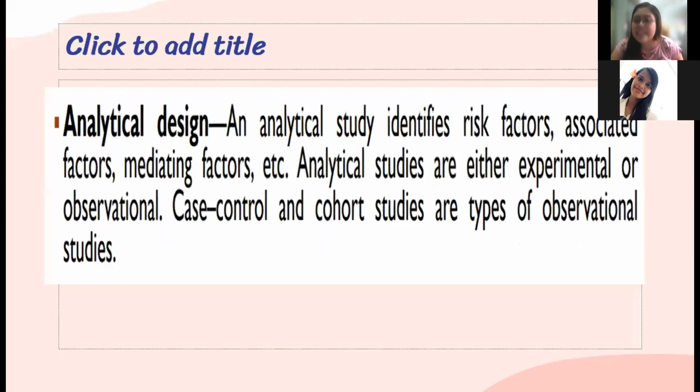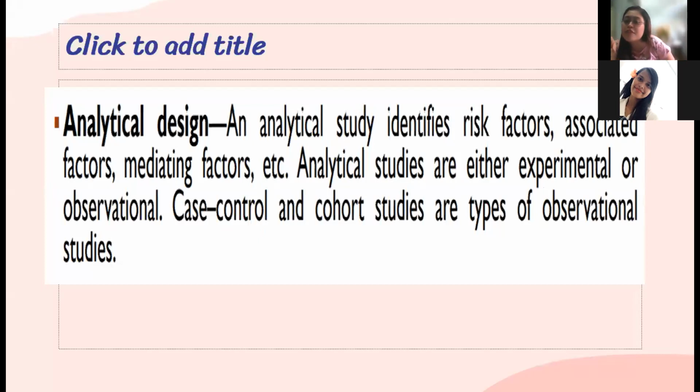Now, analytical design. This is another design under the study purpose class, based on study purpose. Ano naman ang gustong makuha ni analytical design? Kung si descriptive design is the description, this time naman sa analytical design are the factors, whether these are risk factors, associated factors, or mediating factors. But analytical design can either be experimental or observational. Okay? Pwede siya experimental, pwede siya observational.